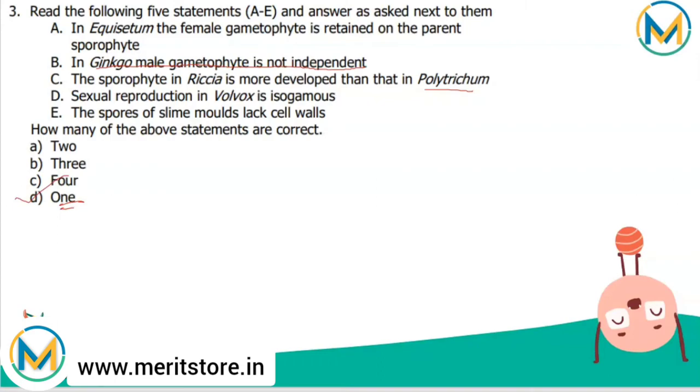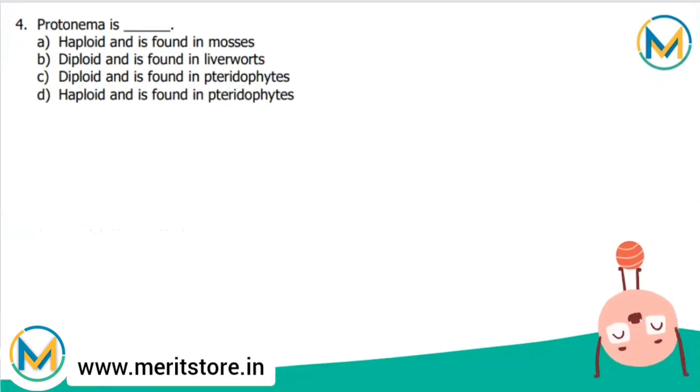Looking towards the next question, protonema is a. So the predominant stage of the life cycle of a moss, that's a bryophyte, is the gametophyte, which consists of 2 stages. The first stage is the protonema, which develops directly from a spore. It is a creeping, green, branched and frequently filamentous stage. The second stage is the leafy stage, which develops from the secondary protonema as a lateral bud.